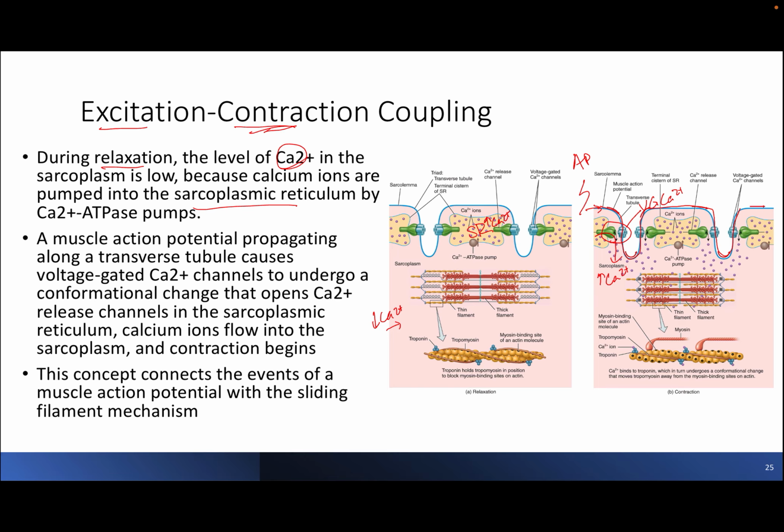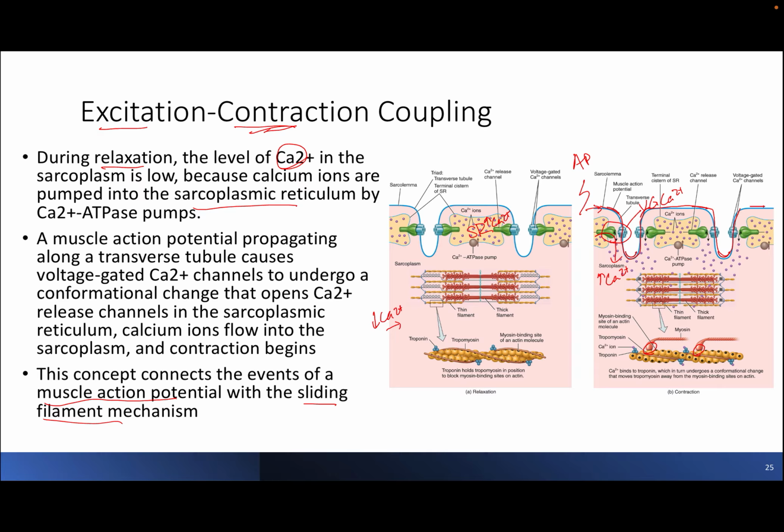Calcium is then going to be able to bind to troponin. It's going to pull that tropomyosin out of the way. This is going to expose those binding sites and allow for that cross bridge to form. This is a super critical concept because it connects that muscle action potential to our sliding filament mechanism and the actual contraction cycle altogether.